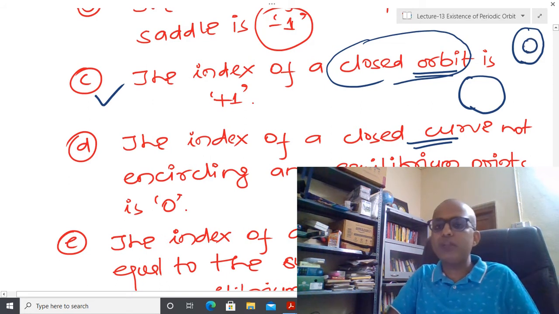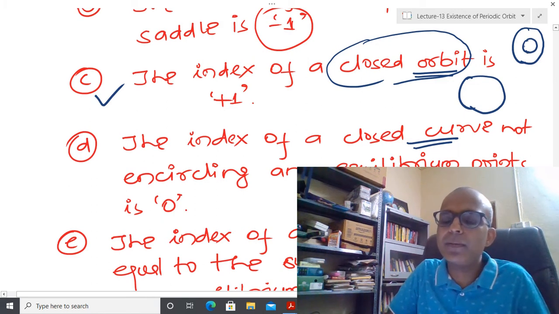Anyone has confusion in closed orbit and closed curve? Baby Dana?